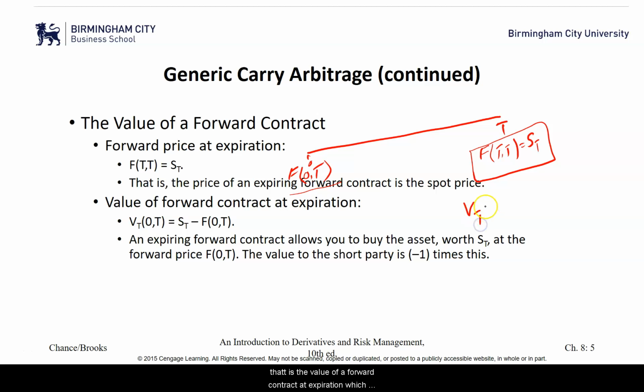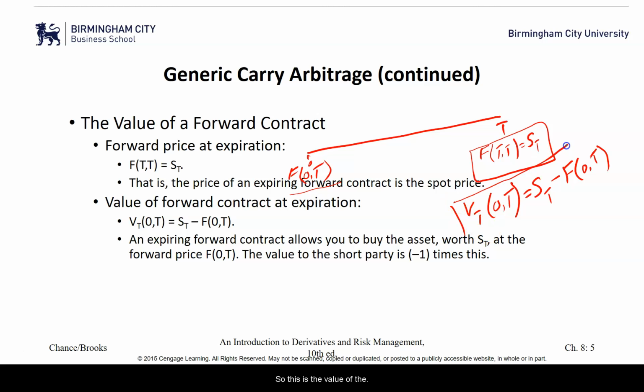that is, the value of the forward contract at expiration, which was initiated at time zero and is now expiring, should be equal to the spot price at expiration minus the forward price that was fixed at the start of the contract period. So this is the value of the contract at expiration. In other words, this is the payoff.